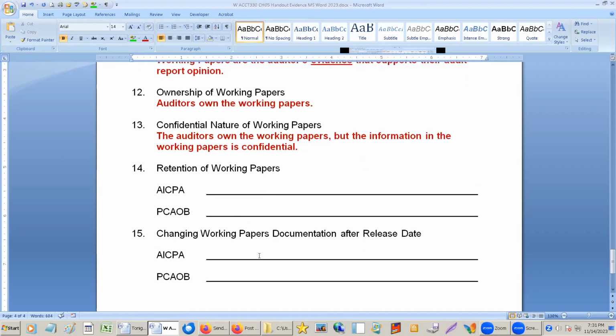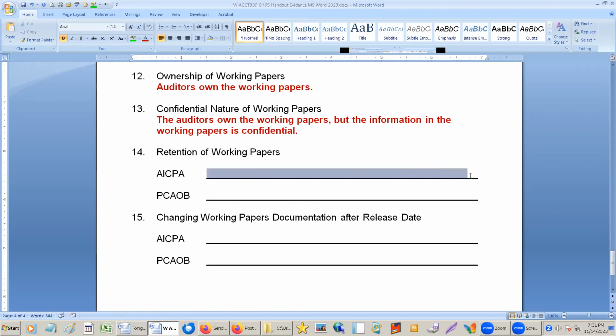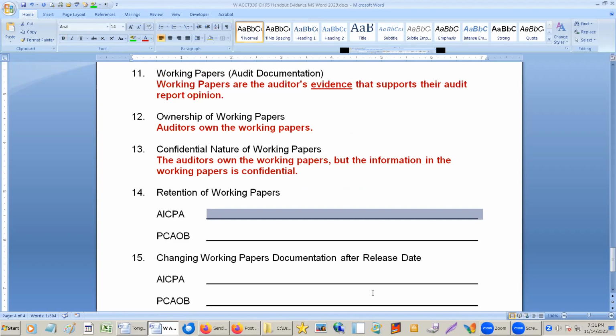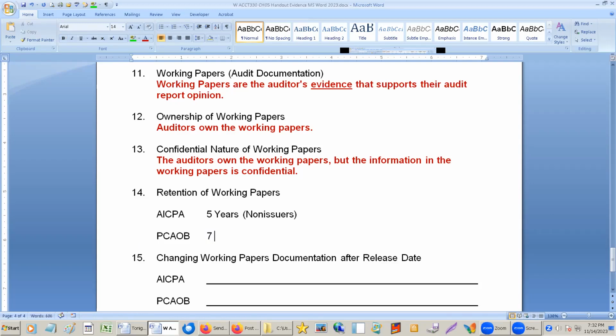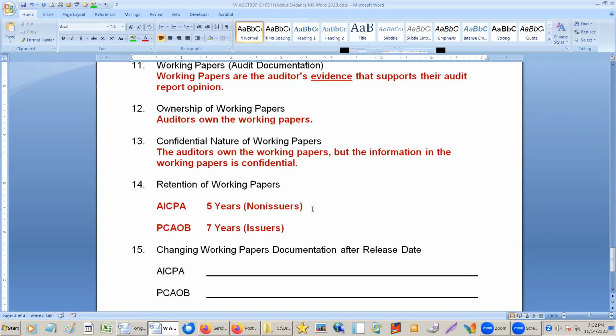Okay. Retention of the work papers. AICPA, 5 years. So this is for non-issuers. PCAOB, 7 years. So you must retain the work papers for 5 years by the AICPA standards and 7 years for PCAOB for publicly traded companies.